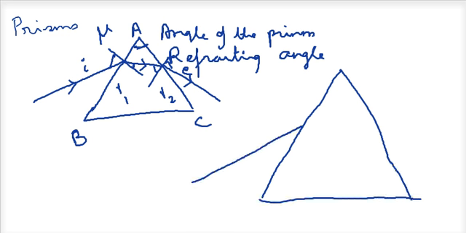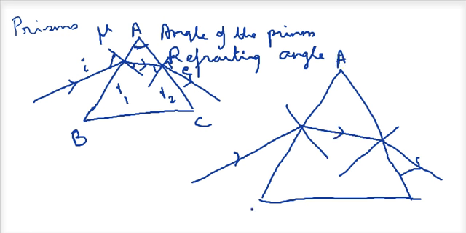So a ray of light goes this way, this is the normal, it goes this way, this is again the normal, and then again it goes this way. So this is how a ray of light travels. This is A here, this is B here, and this is C. Suppose this ray goes in this direction, this ray again tends to go in this direction.